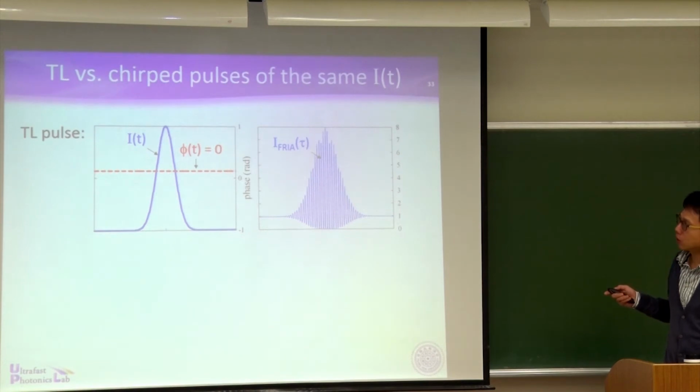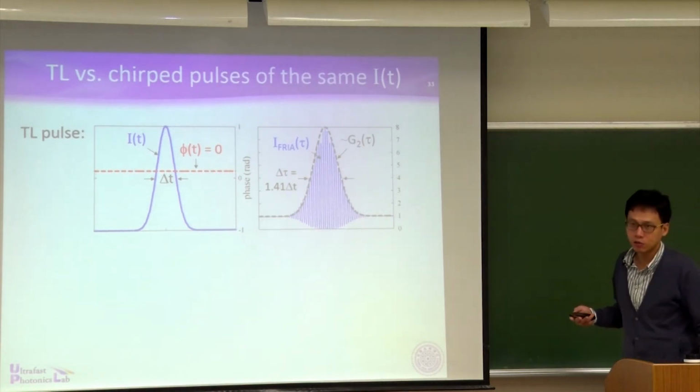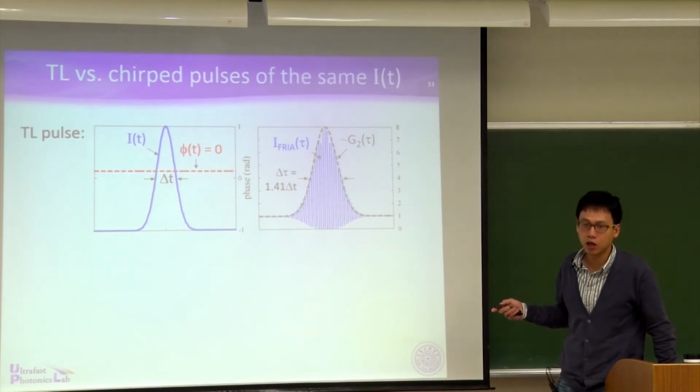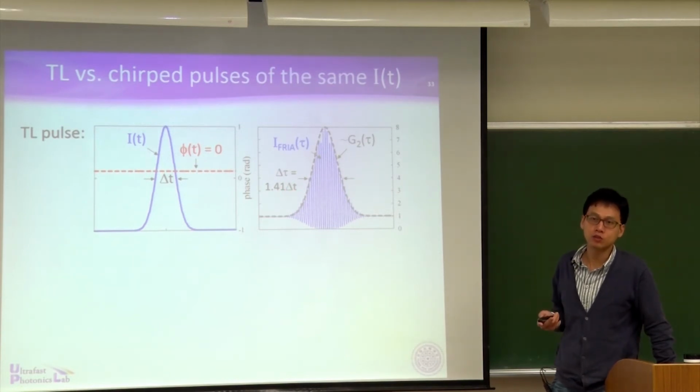And the computer simulation tells you the corresponding intensity autocorrelation trace looks like this. We also know the envelope of the trace corresponds to the intensity autocorrelation function, G2 function. In this case, the correlation width is 1.41 times delta t. The correlation width is 1.41 times bigger than the intensity FWHM of your input pulse. This number is fixed for a Gaussian pulse. Here I assume a Gaussian profile for this simulation. If it is Gaussian, then the ratio is fixed. Delta tau over delta t is 1.41, actually square root of 2.